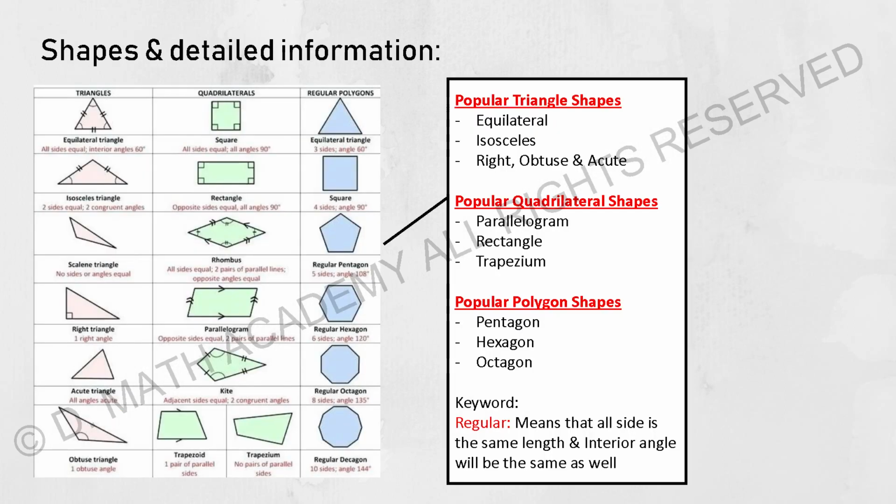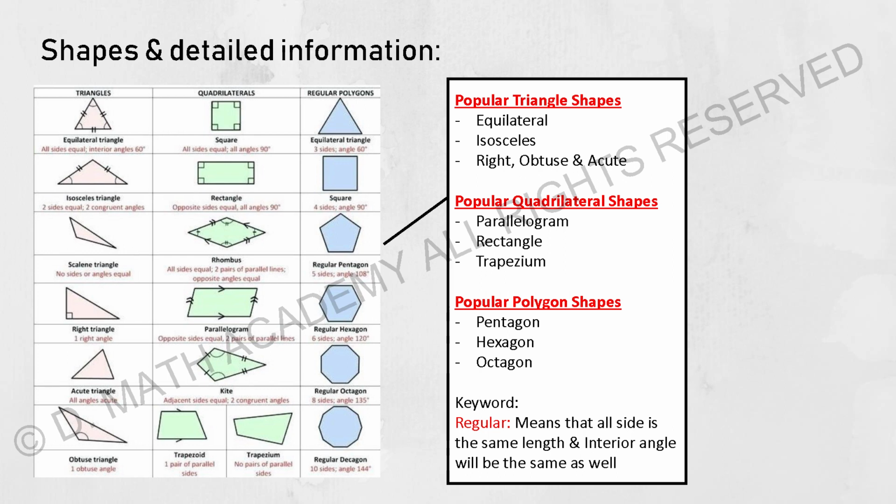Over here, I actually listed down the shapes and everything. This is for you to memorize. You can screenshot this down if you happen to not have purchased the notes. The popular triangle shapes that get asked will be equilateral, isosceles, right, obtuse, and acute. Whereas the popular quadrilateral shapes will be parallelogram, rectangle, and trapezium. And the popular polygon shapes will be pentagon, hexagon, and octagon.